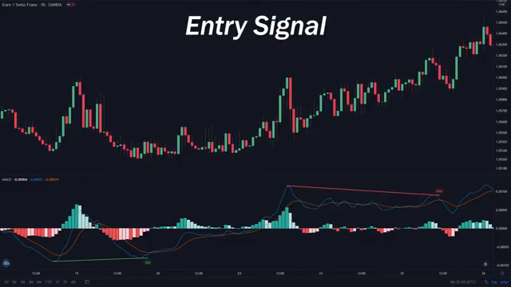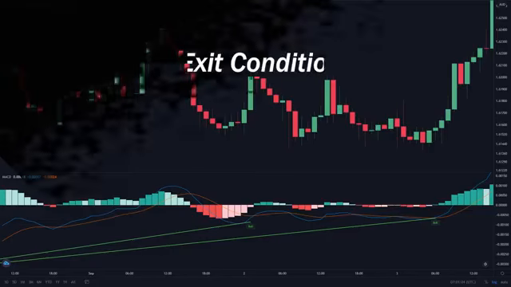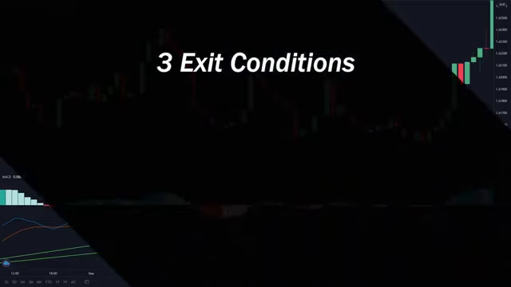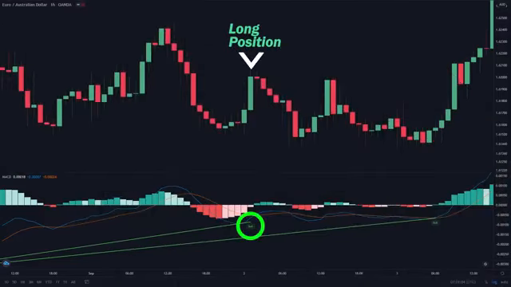And if the signal indicates a bear sign, then I'm taking a short position. Now for my exit signal. So for this backtest, there are 3 conditions for me to exit a trade. My first condition is when the price hits my stop loss, which would be a maximum of a loss of 13 pips. So I'd only receive a max loss of 13 pips.